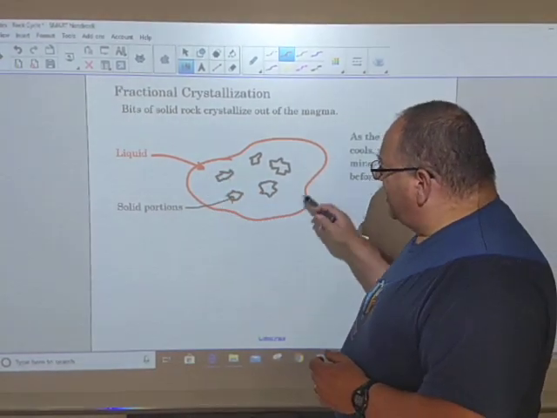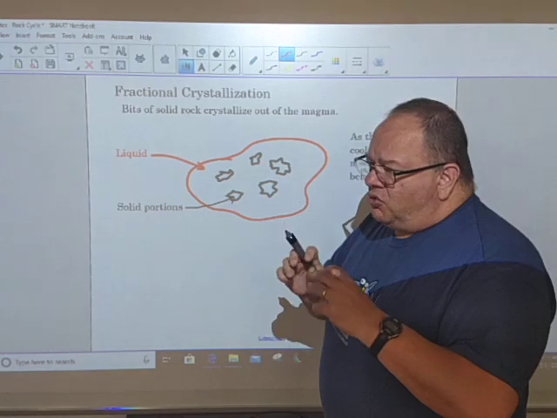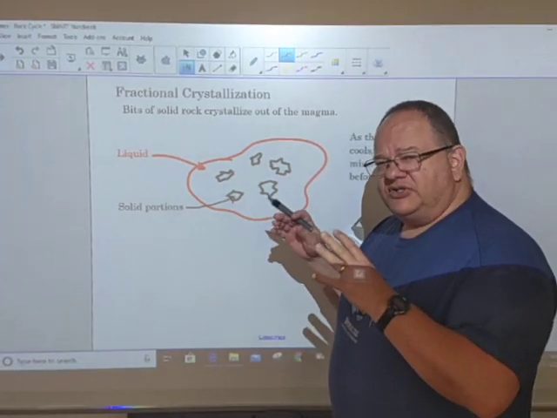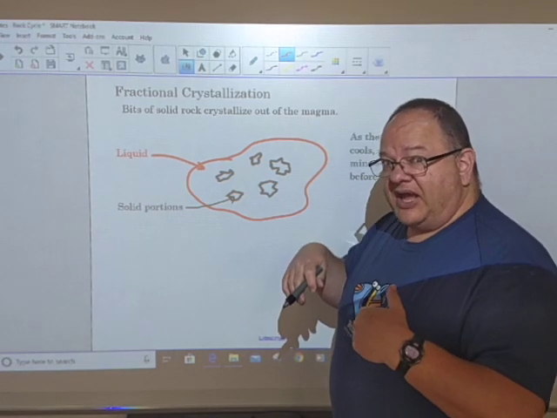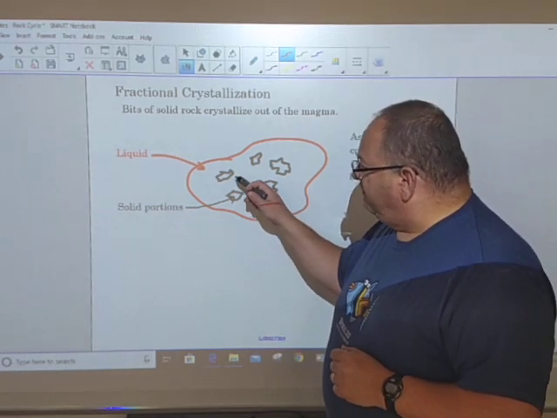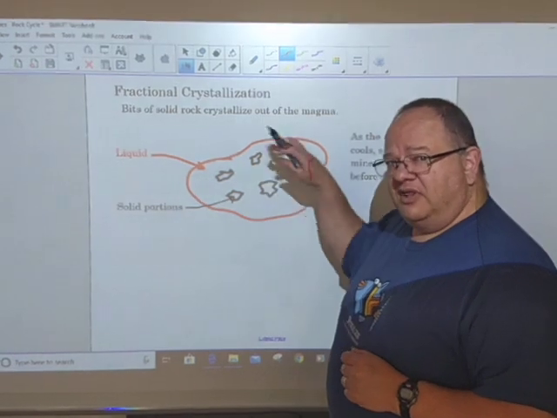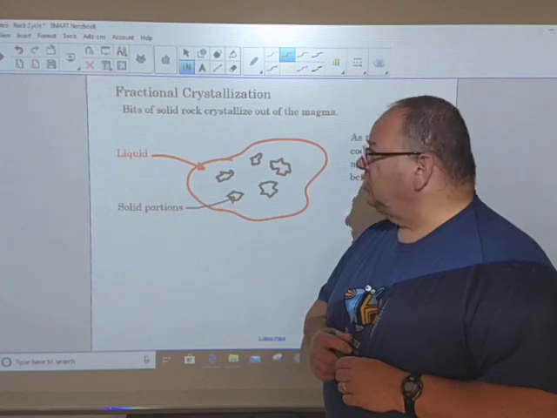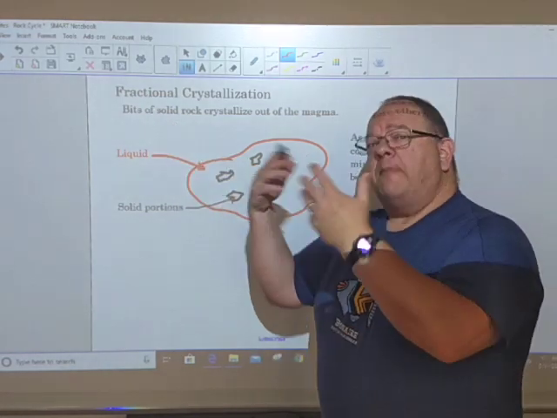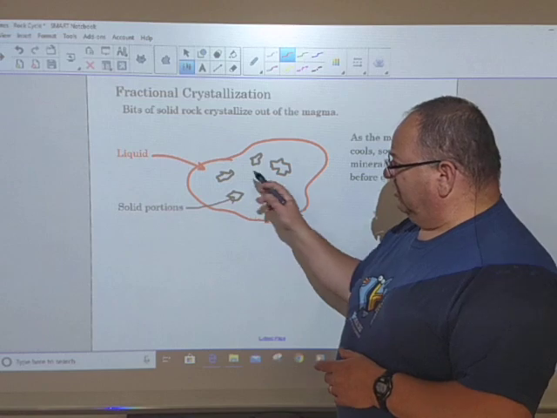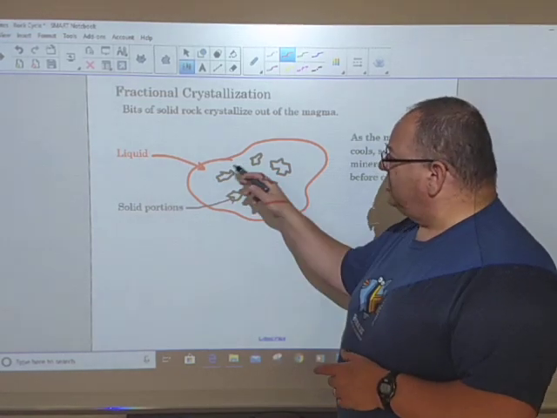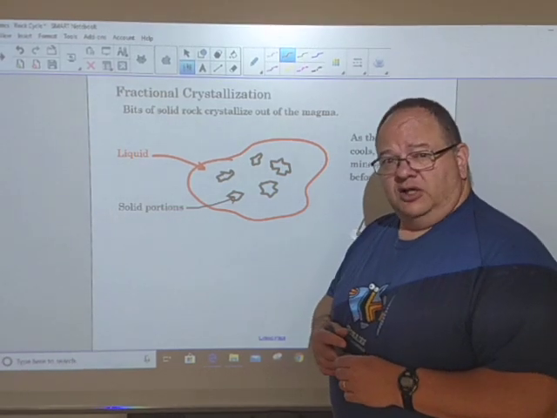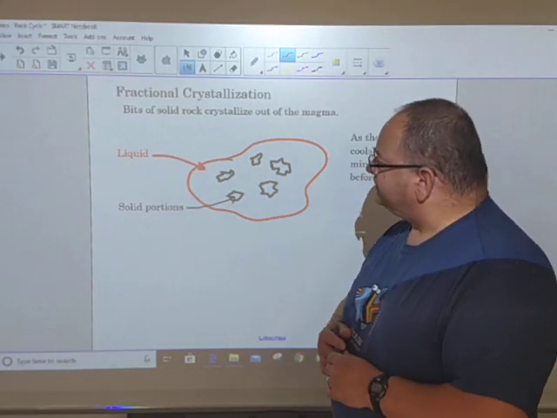So let's imagine I have a mass of liquid and it's cooled just to the point where some of the first minerals, the hardest to melt minerals, they start forming back into a solid. And so we get little bits of solid forming within the mass of liquid. This is called fractional crystallization. Fractional, a part of the material is crystallizing. But you may have lots of other minerals that are staying in a liquid form until this cools further.